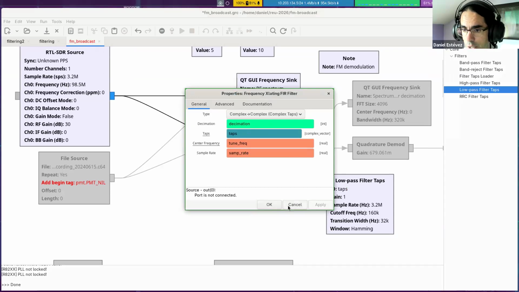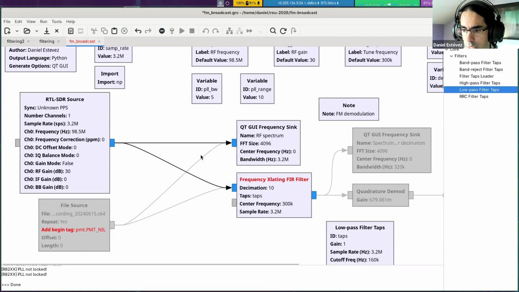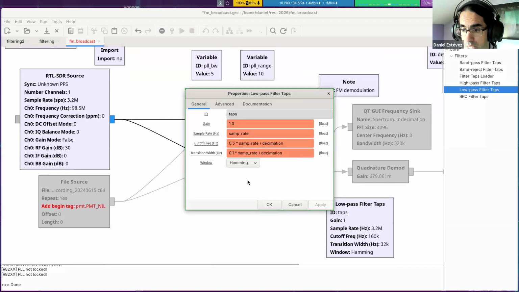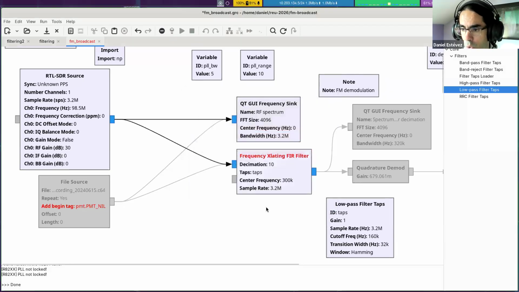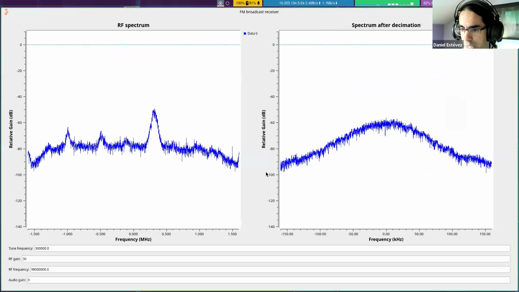I'm decimating by 10 because my initial sample rate is 3.2 megasamples per second. This will leave me 320 kilosamples per second or 320 kilohertz of spectrum, which is just the bandwidth of the FM station plus some margin. Taps, basically the same formulas as before, nothing new. Center frequency, there is this tune frequency, sample rate. So nothing new right here. This is just a direct application of what we have learned before.